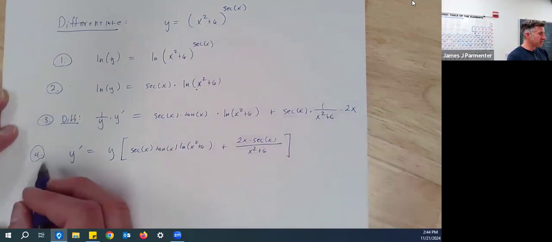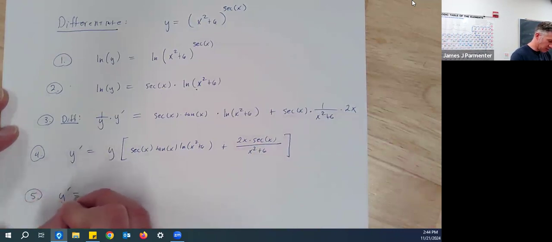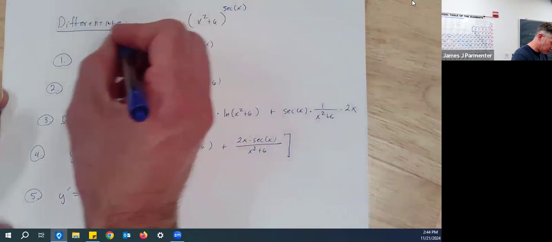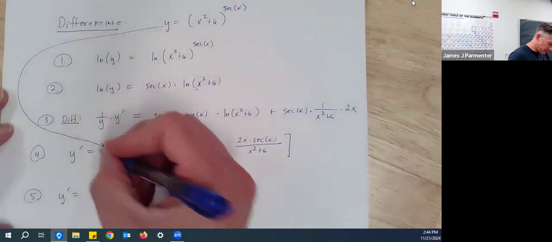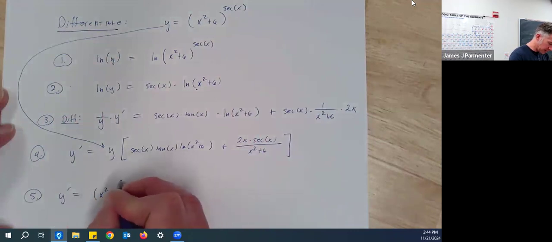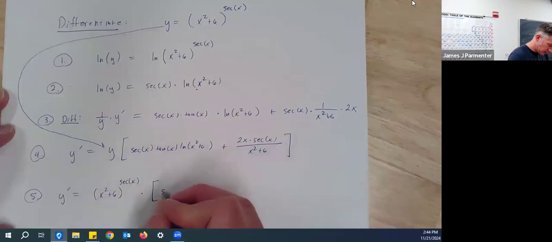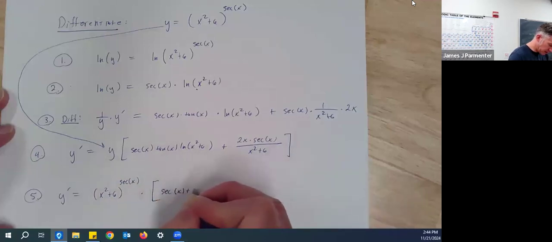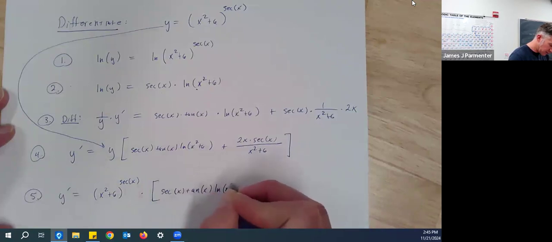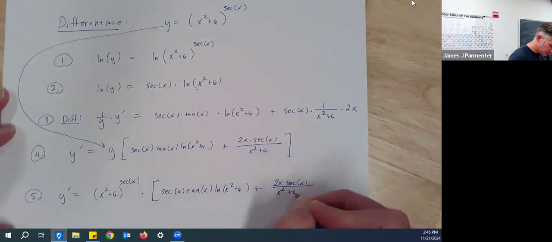Finally, and again, I think you could have skipped this step and jumped straight to saying that y prime is equal to, plug back in what y was equal to for y. So it's going to be x squared plus 6 raised to the power of secant of x multiplied by all of that. Secant of x times tangent of x times the natural log of x squared plus 6 plus 2x times secant of x all divided by x squared plus 6.